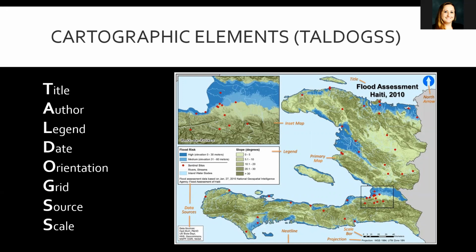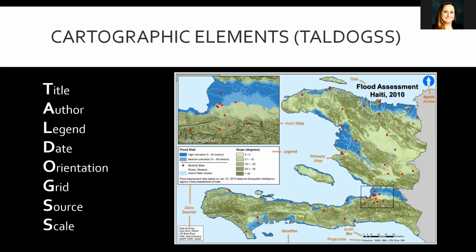So you have your title to let the reader know what they're looking at. The author is the person that creates the map. The legend, in my opinion, which is the most important, helps the reader decipher what is actually happening in the map. And then you have your date that the map was created. The orientation is most often represented by a north arrow.